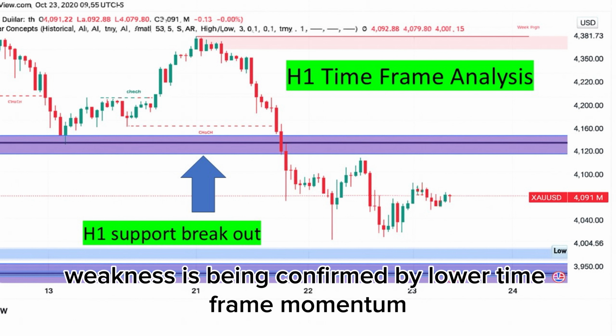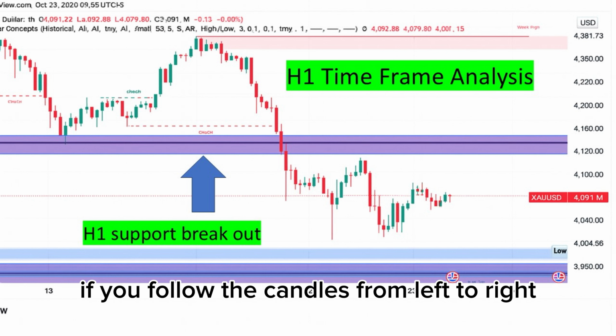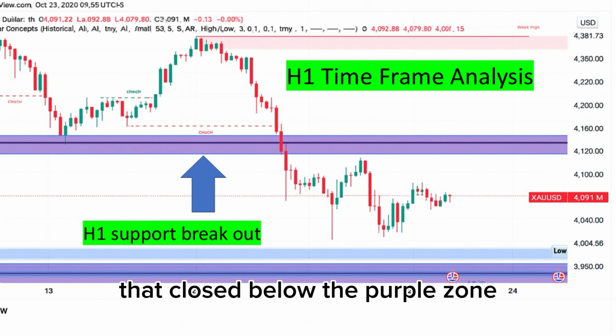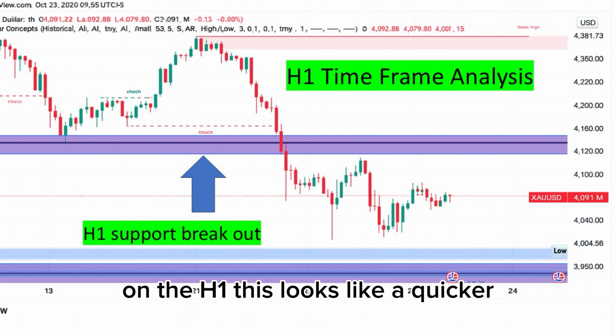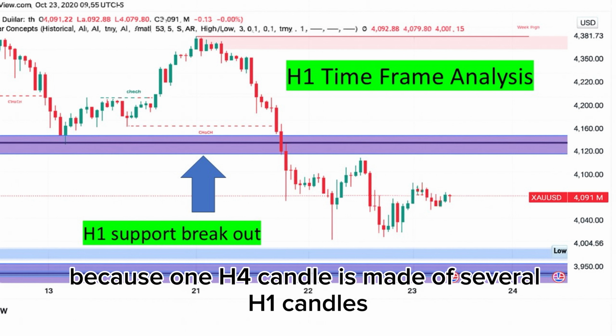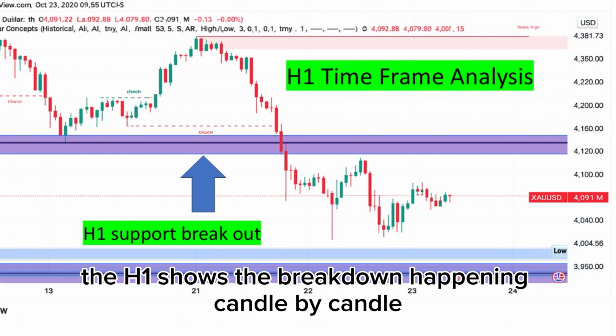Weakness is being confirmed by lower time frame momentum. If you follow the candles from left to right, the first important observation is the momentum candle that closed below the purple zone. On the H1, this looks like a quicker, sharper drop compared with the H4, because one H4 candle is made of several H1 candles.